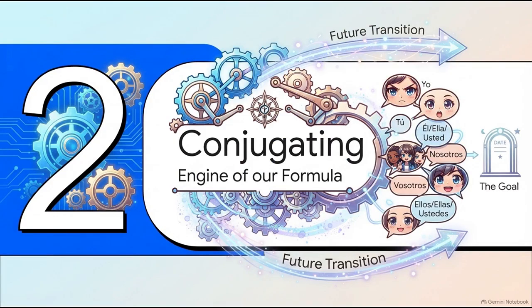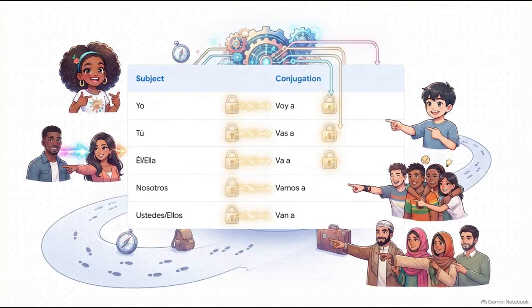Section 2. Conjugating the verb ir, the engine of our formula. Let's transition into the actual mechanics of this formula. Because before we can speed off into tomorrow, we first need to adapt our core verb, ir, based on exactly who is doing the speaking. Now, what's really interesting about this is how beautifully everything aligns. Let's run through these pairings together. Notice how each subject perfectly locks into its conjugated verb form.